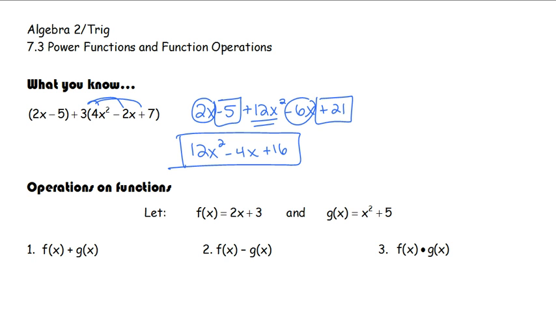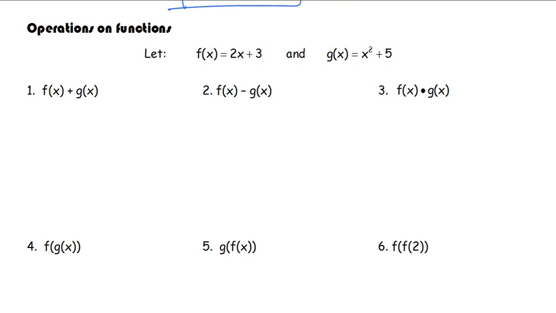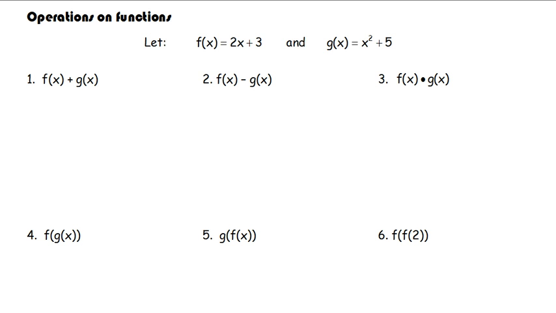Now we're going to take that simple idea of combining like terms and adding polynomials together and a little bit of a new approach. So we're going to have operations on functions. We're going to say f of x is 2x plus 3 and g of x is x squared plus 5.